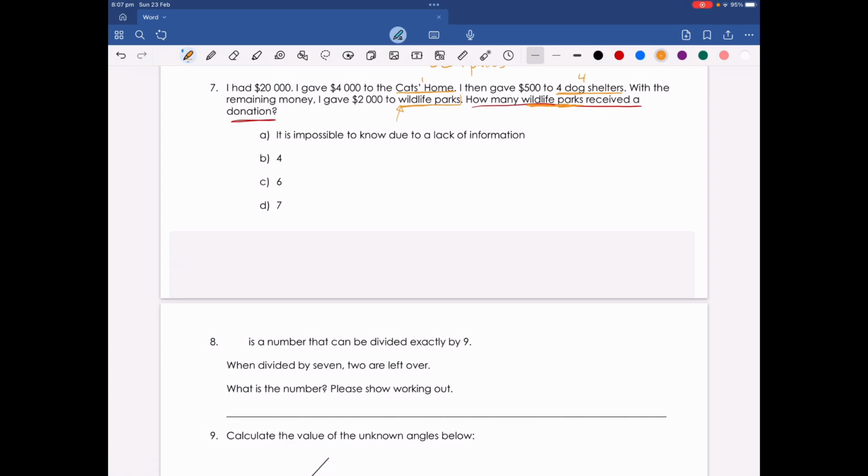So, I am inclined to think A, it is impossible to know due to lack of information, and the lack of the information that we have is actually that we don't know. It's because the wording is not very good here. I gave $2,000 to wildlife parks. If they'd said various wildlife parks, then I'd say happily A, but it just says to wildlife parks.